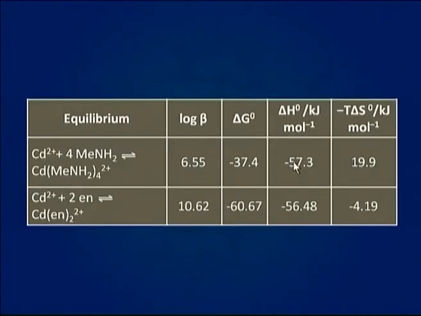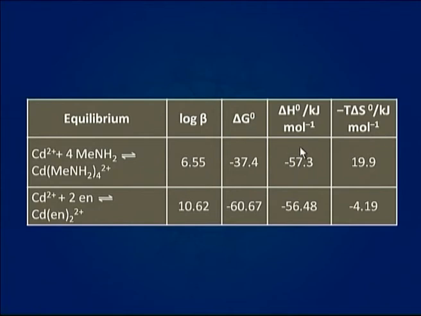This means that less entropy of disorder is lost when the chelate complex is formed than when the complex with monodentate ligand is formed. This is one of the factors contributing to the entropy difference. Other factors include solvation changes and ring formation. Now, some experimental data to illustrate the effect are shown in this table.